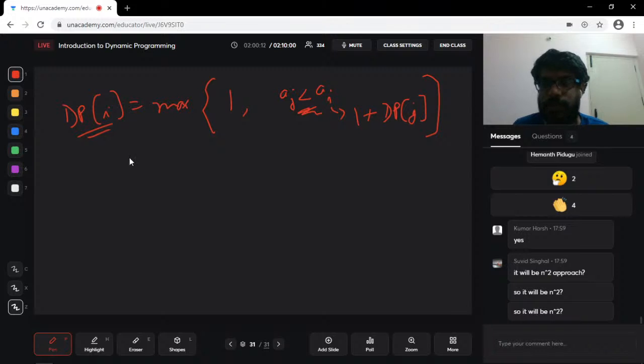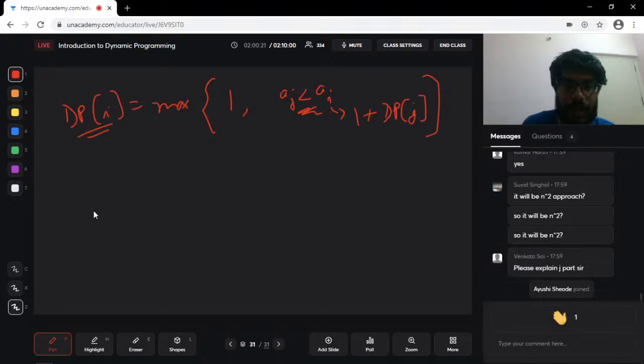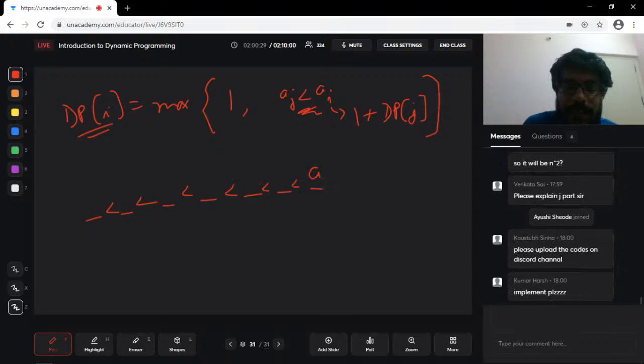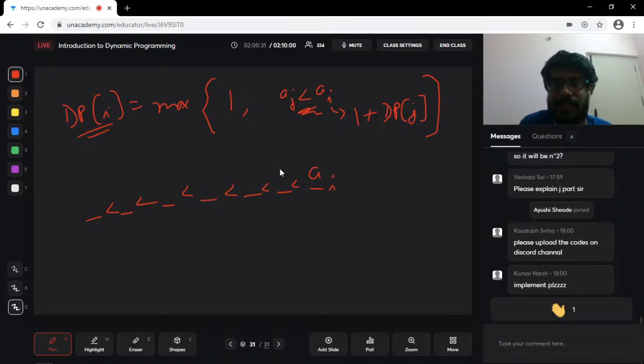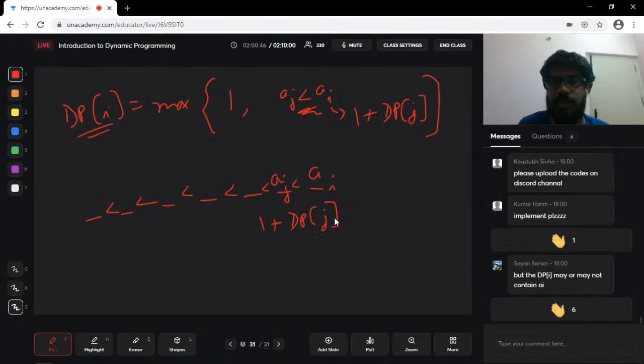Yes, so this is going to be an n square approach. That's absolutely right. So the j part is that I have this increasing subsequence. I know these are all increasing, so this is less than, less than, less than. I know the last element is ai. The question is which is the second last element, and if the second last element is aj, then I'm saying that the longest such increasing subsequence is 1 plus dp of j, right?